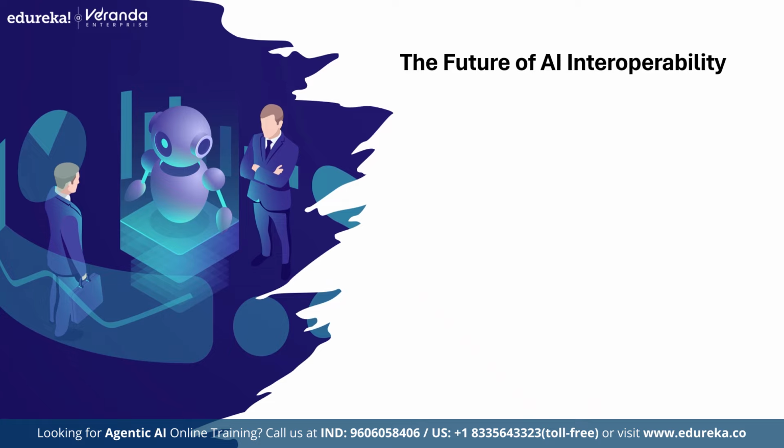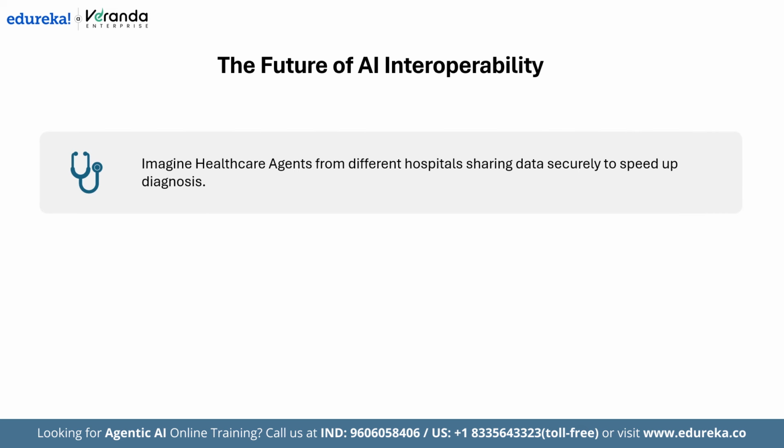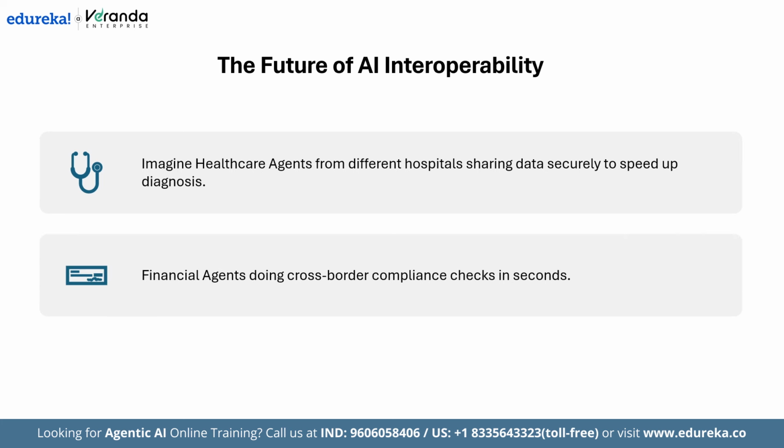We are entering a time when AI agents won't just live inside one app or company. They will work across platforms, industries, and even nations. Imagine healthcare agents from different hospitals sharing data securely to speed up diagnosis, or financial agents running cross-border compliance checks in seconds. That's not science fiction, it's already happening, and it's only possible because of protocols like A2A, MCP, ACP, ANP, and AGUI. They are not just technical frameworks, they are the language of intelligent collaboration.